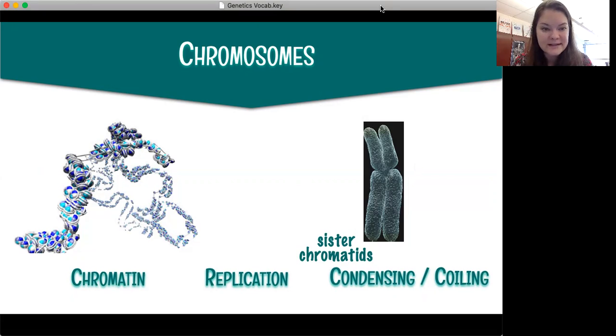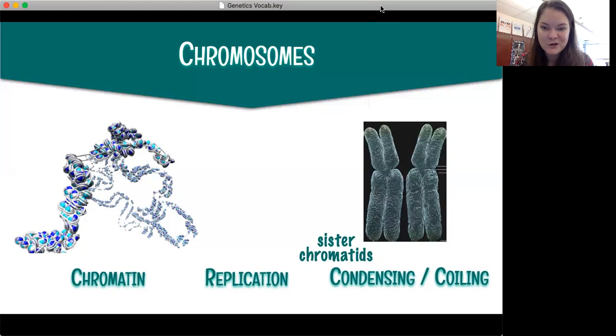So the sister chromatids are photocopies of each other, exact same genes, exact same alleles, whereas the homologous chromosomes are going to have all the same genes, but potentially different versions, or alleles, of each gene, okay? So we've got the genetic information that's all loosey-goosey in the chromatin, which then is going to replicate, which is then going to make sister chromatids.